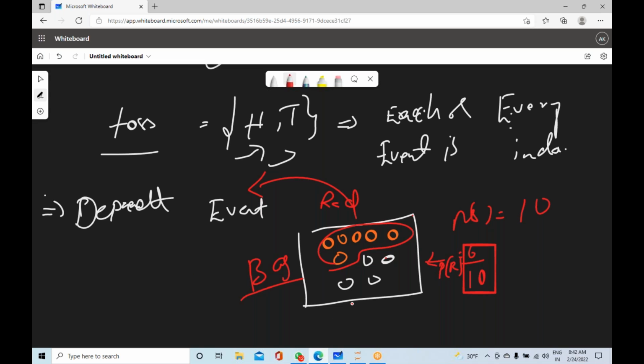After picking the red ball, I want to pick the white ball. So tell me, is this probability depending on the previous event or not? Previously I picked the red ball. After picking the red ball, you're trying to pick the white ball. By the time of picking the white ball, we have already removed one ball. Then what will be the probability?